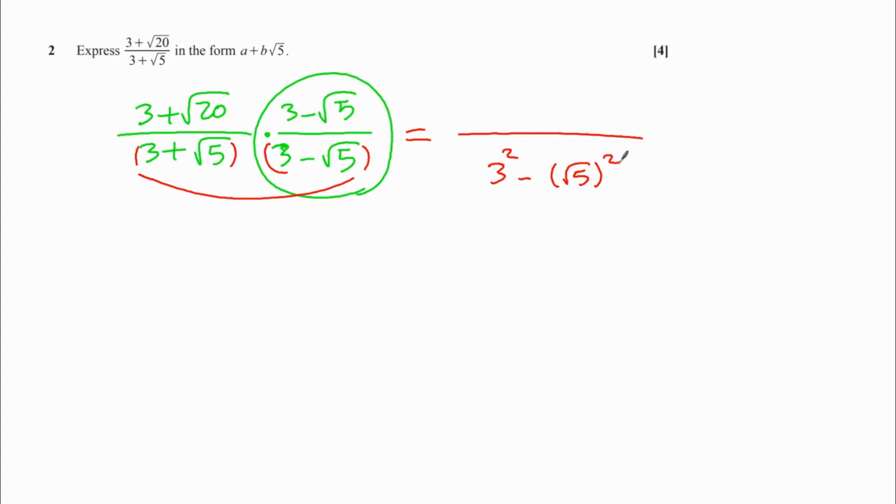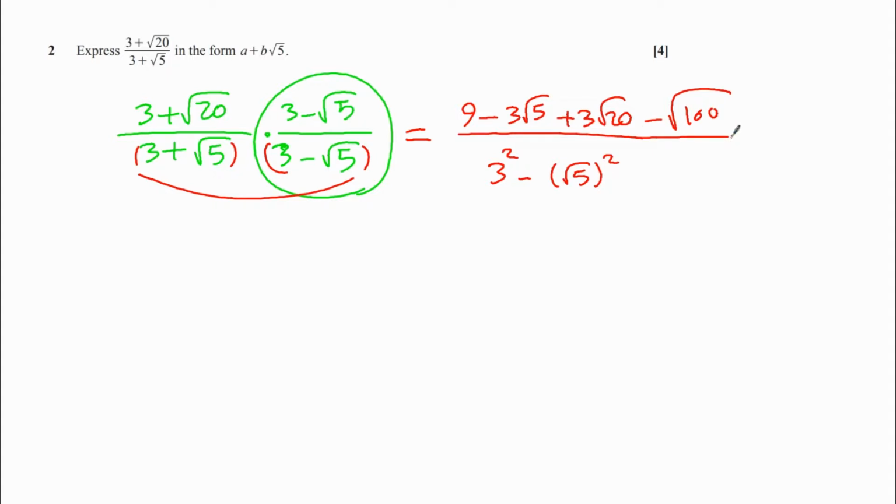And in the numerator part, I just need to time it out again. So 3 times 3 would be 9. 3 times minus the square root of 5, so minus 3 square root of 5, plus 3 square root of 20, and square root of 20 times minus the square root of 5 would be minus the square root of 100, because the square root of 20 times the square root of 5 is the square root of 20 times 5, which is the square root of 100.